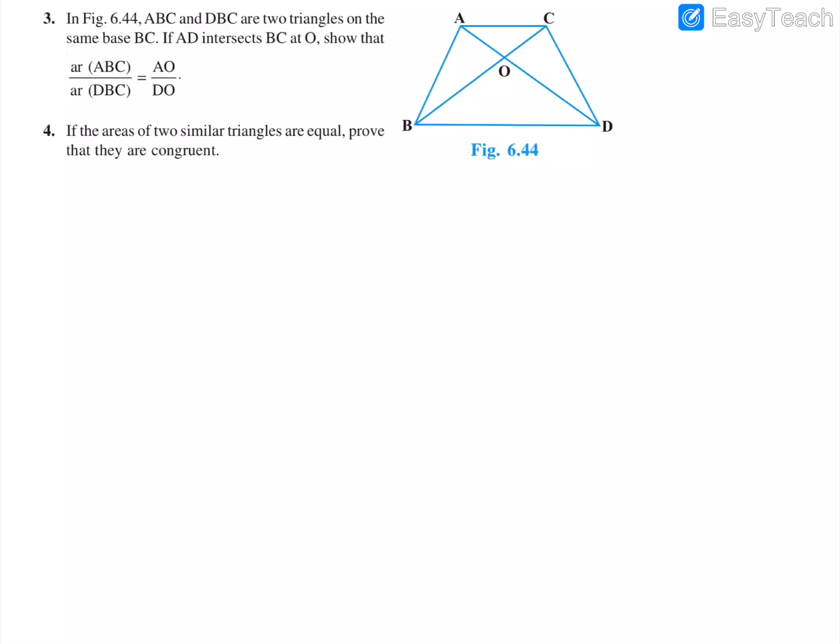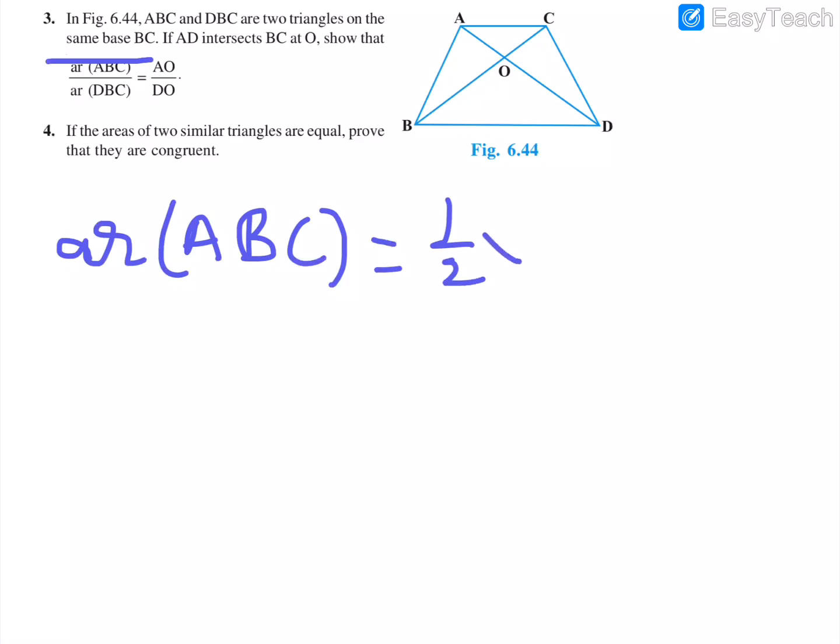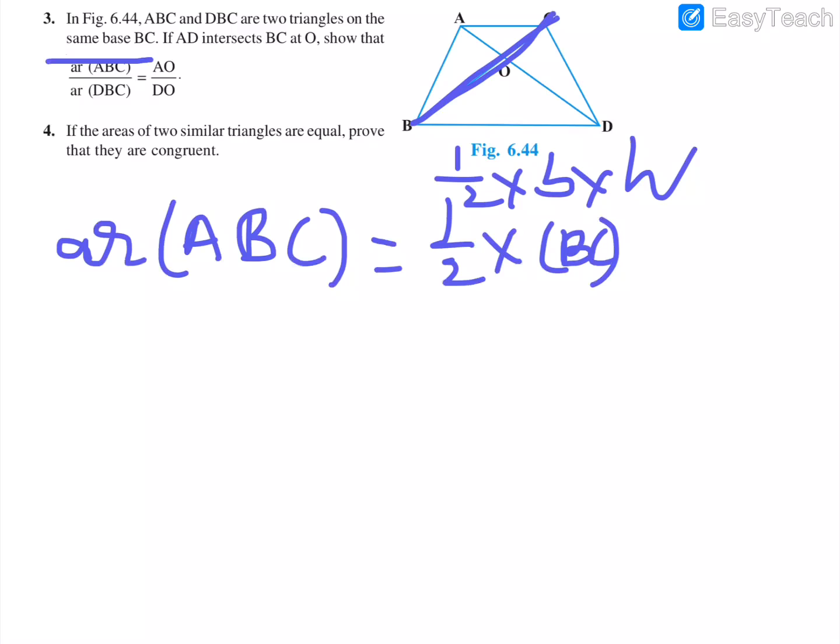So let's solve this. Here to prove this, always we have a custom called constructions. Since it is given same base, the area formula involves base. Area of triangle ABC is equal to half into base into height. What is the base here in ABC? BC is the base and height we don't have. Let's construct a height and call it AP, half into BC into AP.